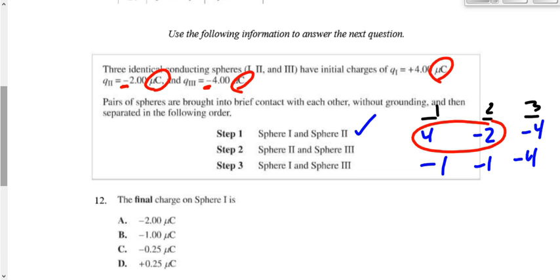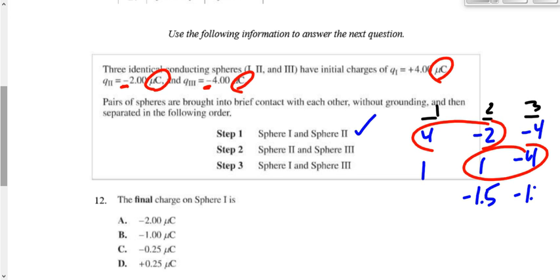Sorry, say it again? Oh, sorry, it's +2, you're right, yeah. 4 and -2 is +2, which means they're going to balance out to be +1 and +1. Thank you. The third one doesn't change, though, because it hasn't been touched yet. Now, 2 touches 3. 1 and -4 is -3. Well, -3 divided by 2 is -1.5. So they're going to balance out to be -1.5 and -1.5 microcoulombs. This one stays 1 because it wasn't touched on that one. And then it says 1 touches 3. 1 and -1.5.